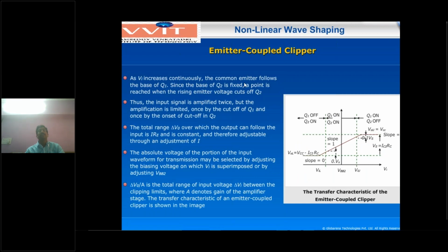And next, as Vi increases further, the base of Q2 is fixed, so Q2 goes to the cutoff condition. Once Q2 goes to cutoff and Q1 is on, the output voltage of the Q2 transistor is V0 equals VCC. In between, Q1 and Q2 are in the active region, with slope equal to 1. Now the input is transferred between two reference voltages.